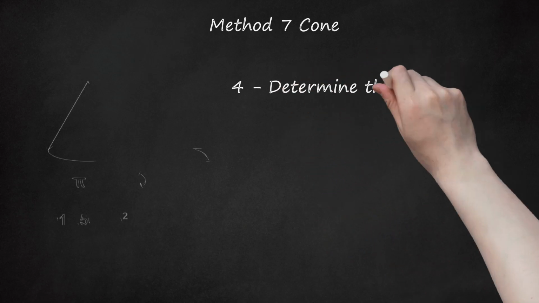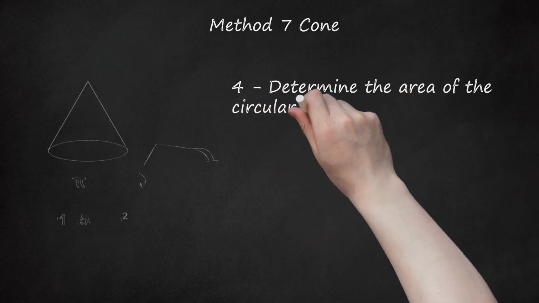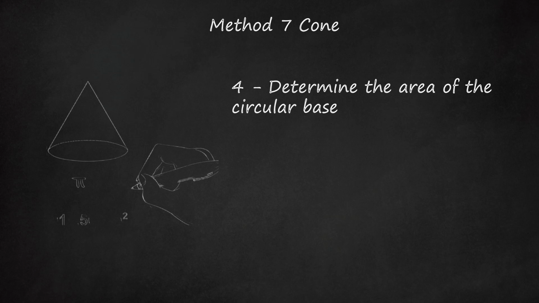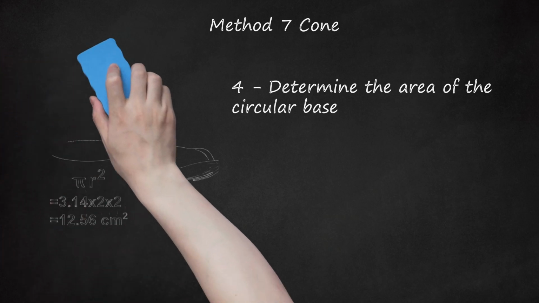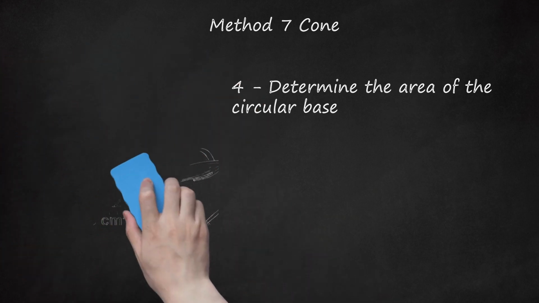4. Determine the area of the circular base. The area of the base is calculated with the formula pi times R². After measuring the radius, square it, multiply it by itself, and then multiply that product by pi. Example, pi times R² is equal to 3.14 times 2 times 2 equals 12.56 square centimeters.